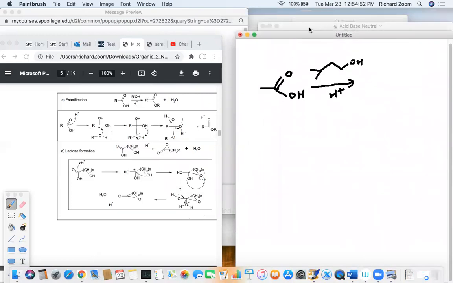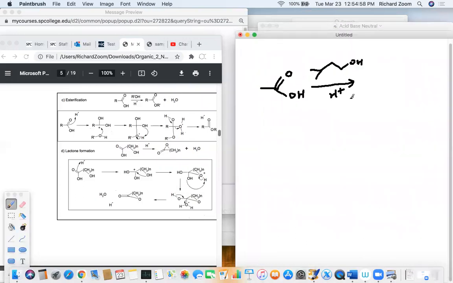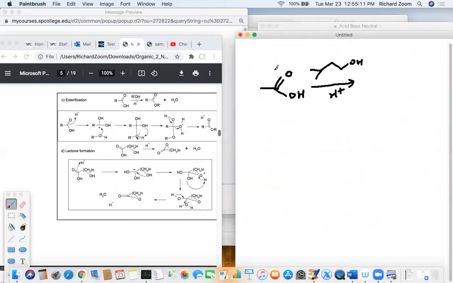Here it is. So according to what I've got over here, this one is an acidic process. And the reason I know that is because of the H plus down here. So what we're looking at is the X replacing the Y, and the H that was attached to the X being attached to the Y. So let's see if we can identify those features. This whole thing here is going to be X.